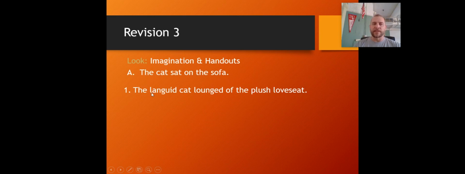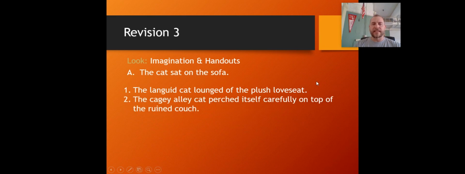And I really like this because it adds that alliteration and assonance of the L sound. Languid, lounge, plush, love seat. Just kind of playing around with sound there a little bit. And so this is the image of a cat being kind of lazy and sitting around on a sofa.